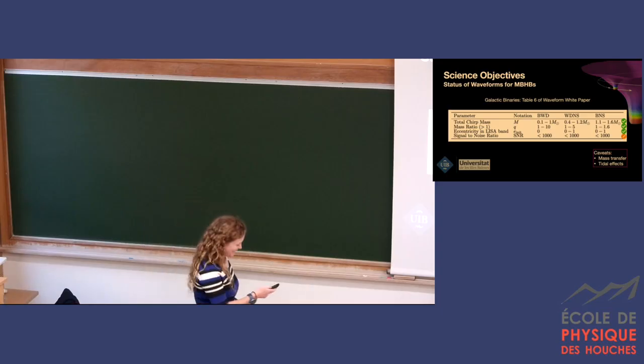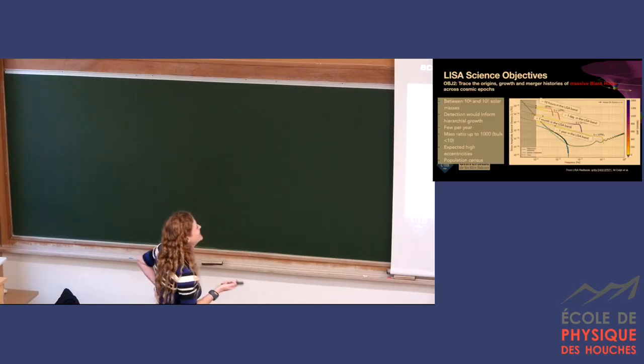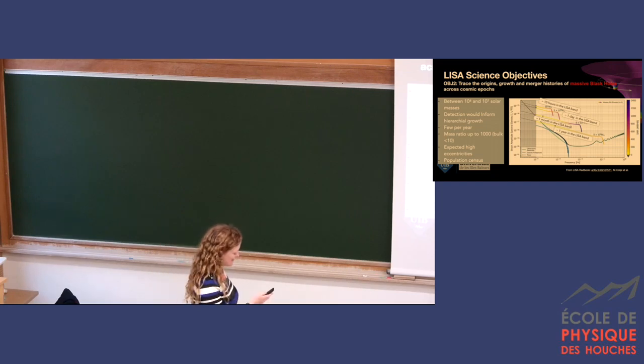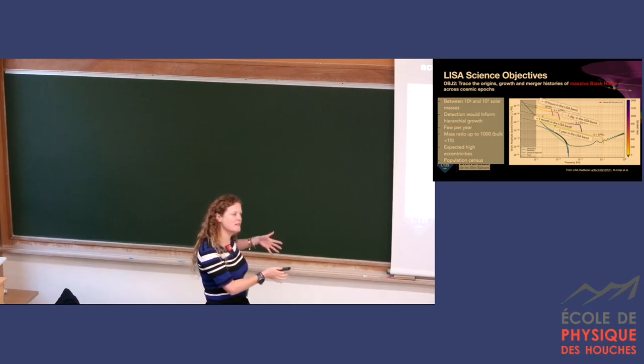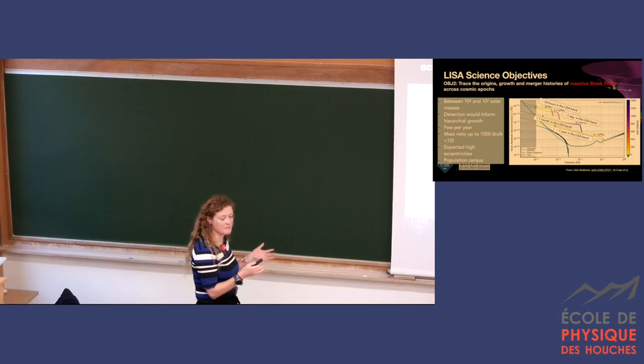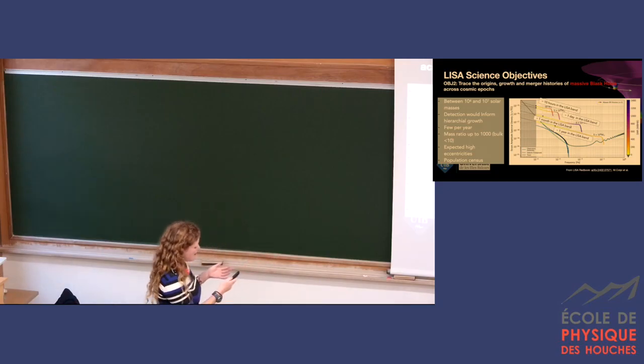Sorry, I've gone over. Okay, science objective 2 is to trace the origins, growth, and merger histories of massive black holes. From a modeling perspective, these are actually like the ones we're seeing now in the ground detectors. They're just bigger, but they're expected to be more comparable in mass. And they're going to be absolutely huge, 10 to the 4 to 10 to the 7 solar masses.